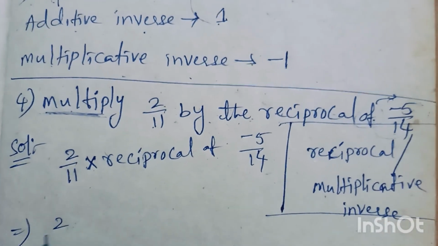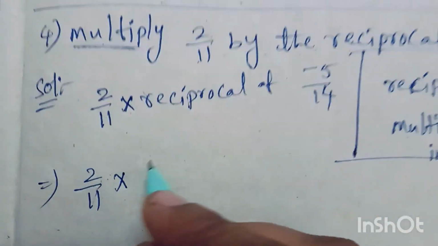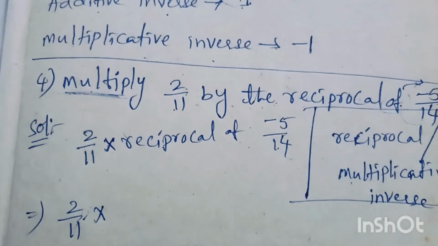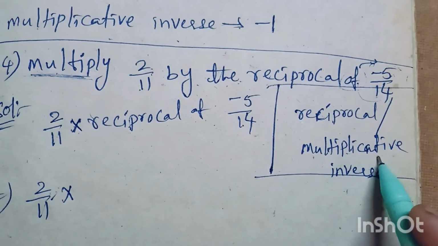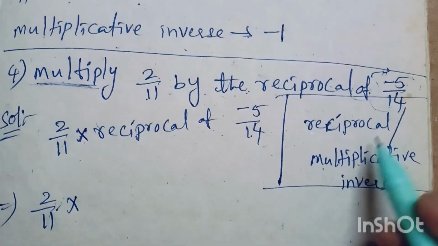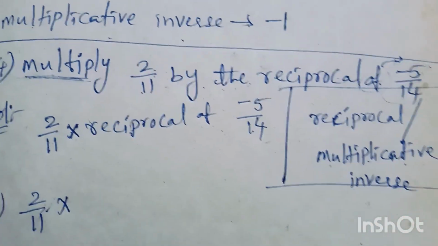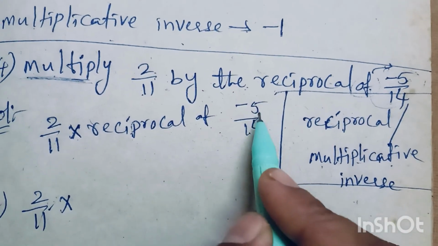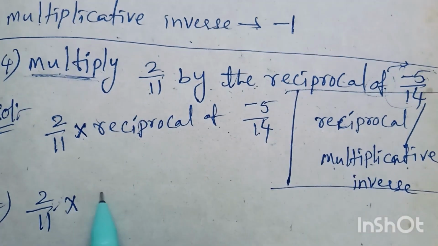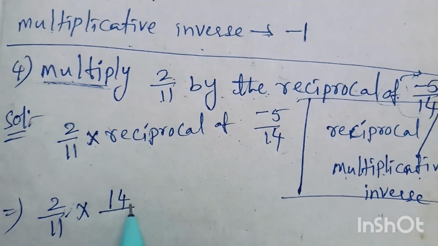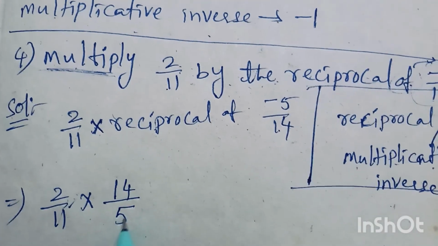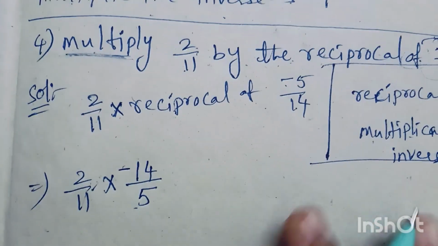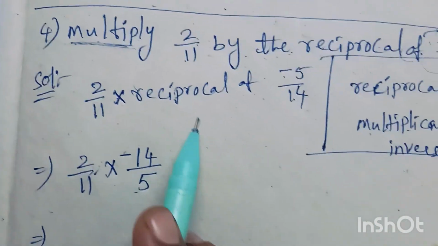So now 2 by 11 into, I am writing as it is, 2 by 11 into the reciprocal of minus 5 by 14. So reciprocal means multiplicative inverse, no? In a previous class, before this only, we learnt, no, what multiplicative inverse means? We have to focus on only the numerator and denominator. So here minus 5 is the numerator, 14 is the denominator. So the denominator we have to write in the position of numerator, and the numerator in the position of denominator. Now here minus is there, no, minus always we have to put in front of the numerator only.